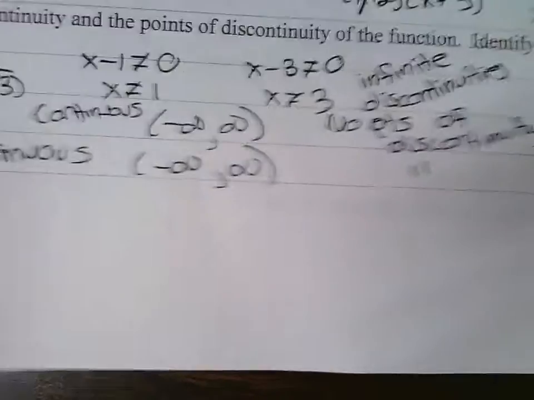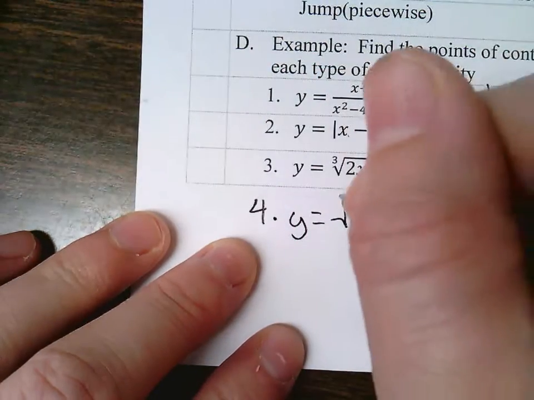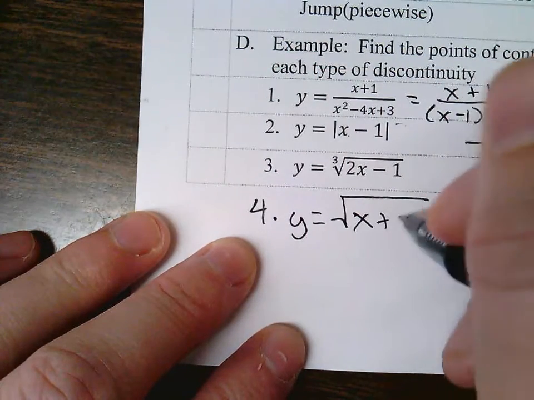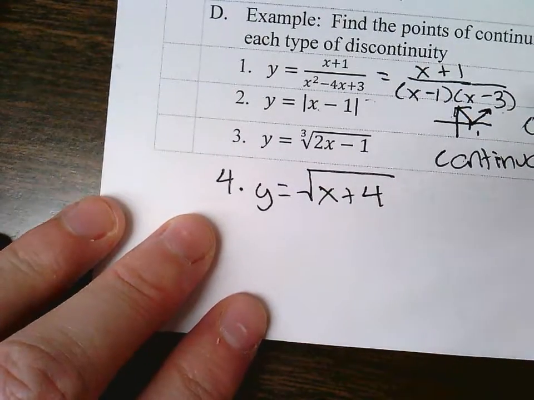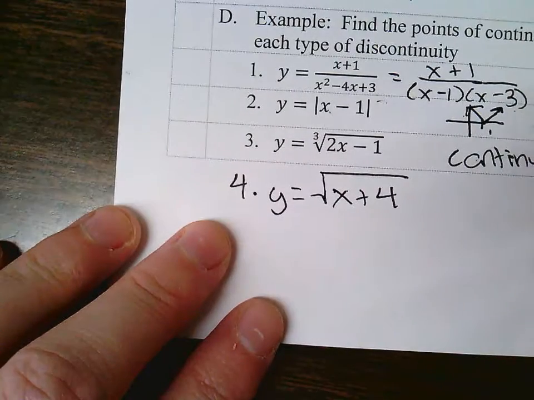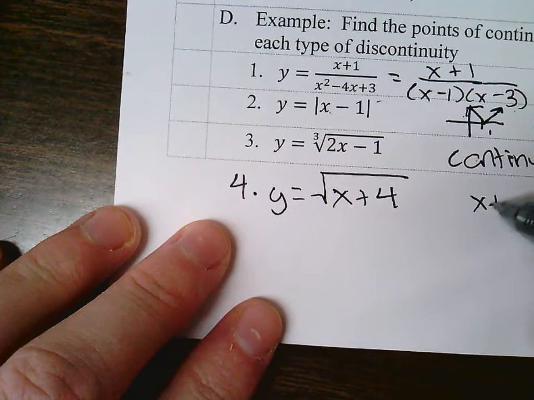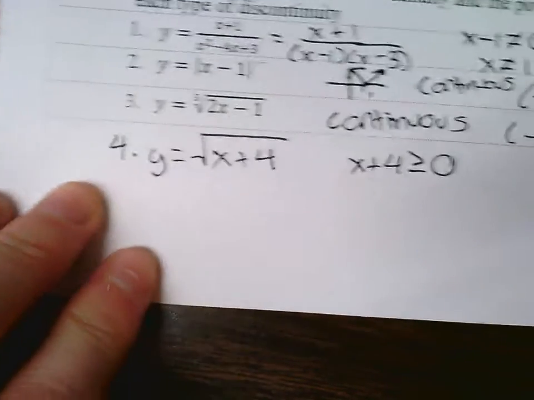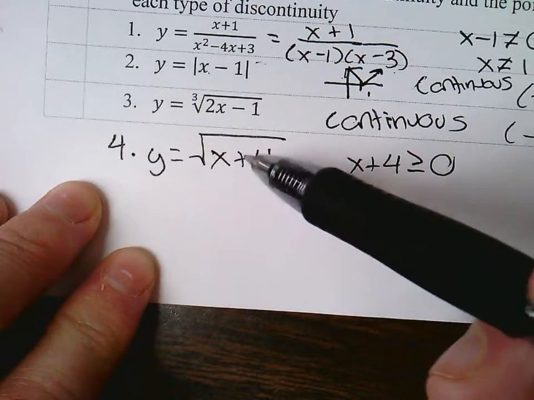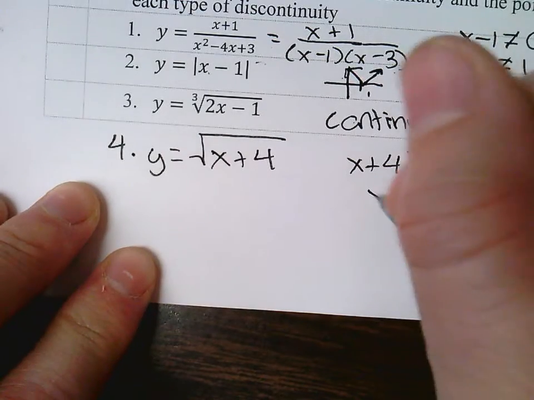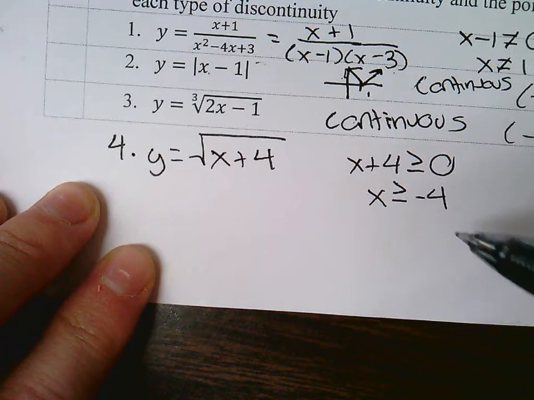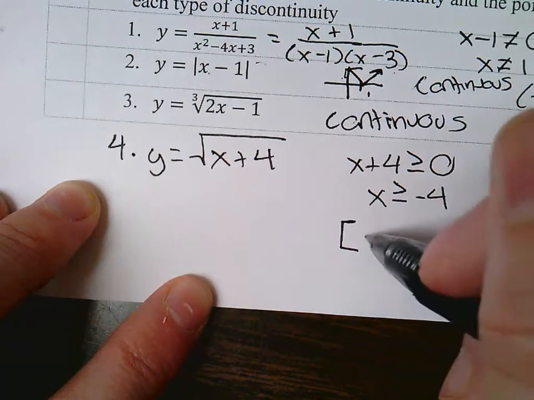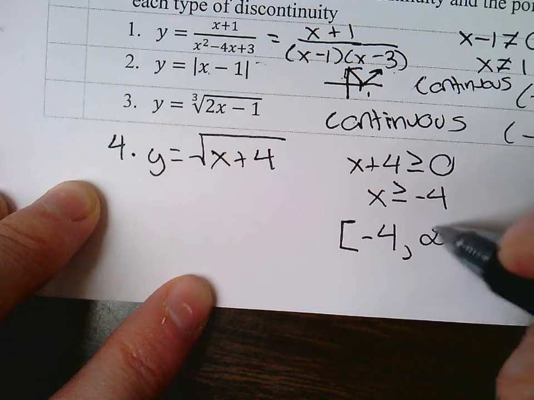Now let me do another one. I'm going to add another example. So let's say we have y equals the square root of x plus 4. Okay, this is an even root. So for even roots, algebraically speaking, you're going to do x plus 4 is greater than or equal to 0, because remember, I can still do the square root of 0 equals 0. So x is greater than or equal to negative 4. This is going to be where my domain is continuous. So it's going to be continuous from negative 4 to infinity.